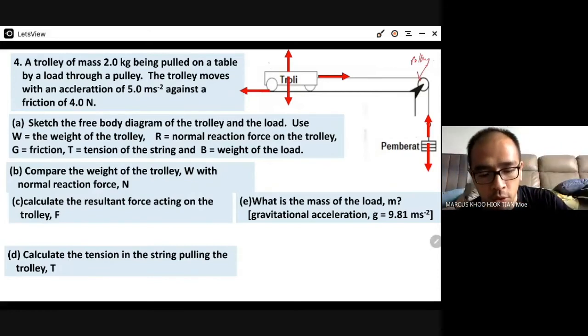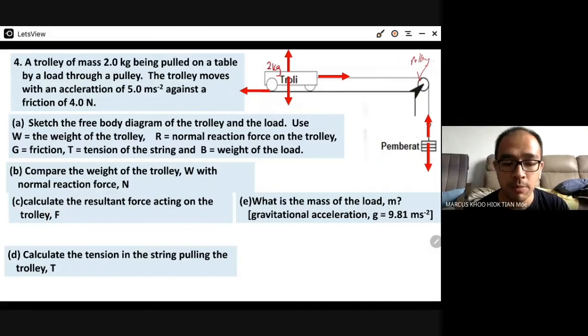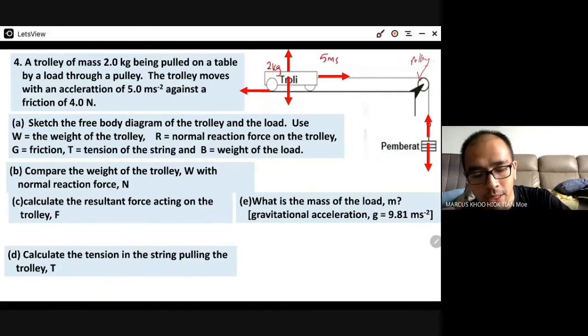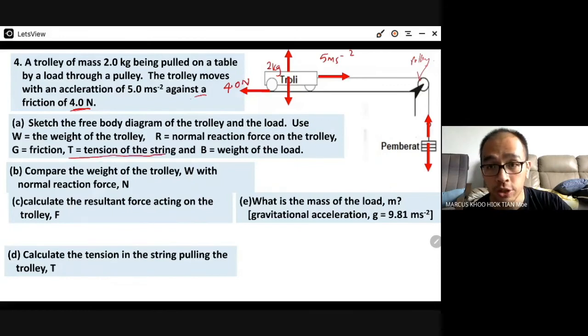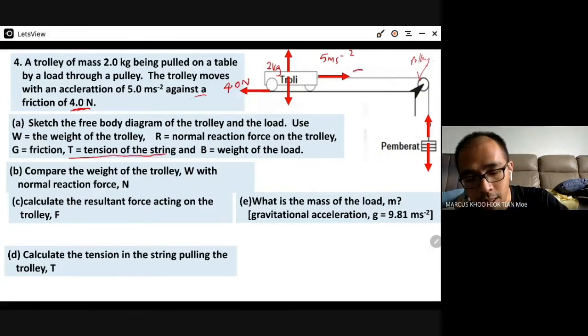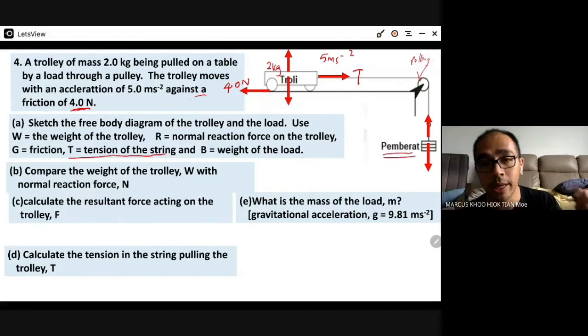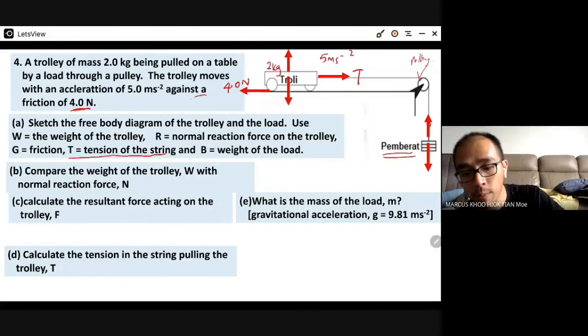A trolley with a mass of 2 kg is being pulled on a table with a load through a pulley. The trolley moves with an acceleration of 5 meters per second squared against a friction of 4 newtons. So the friction is to the back, 4 newtons. Now, what is the name of the force that is pulling this trolley? It is the tension of the string. The tension of the string is T, and in the case of this load over here, the tension is also upwards.